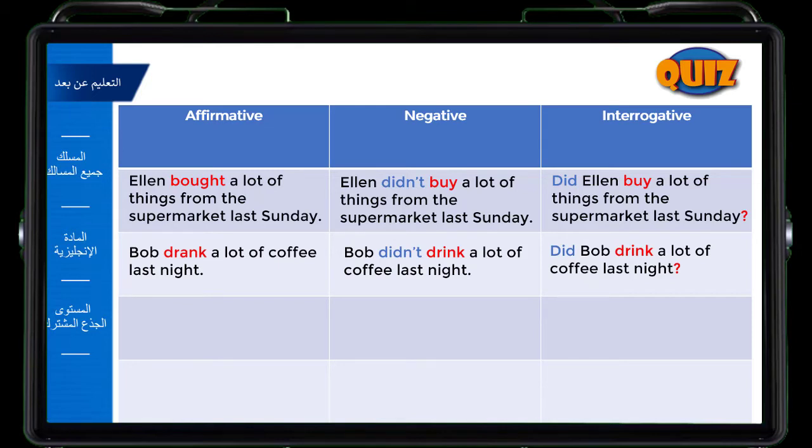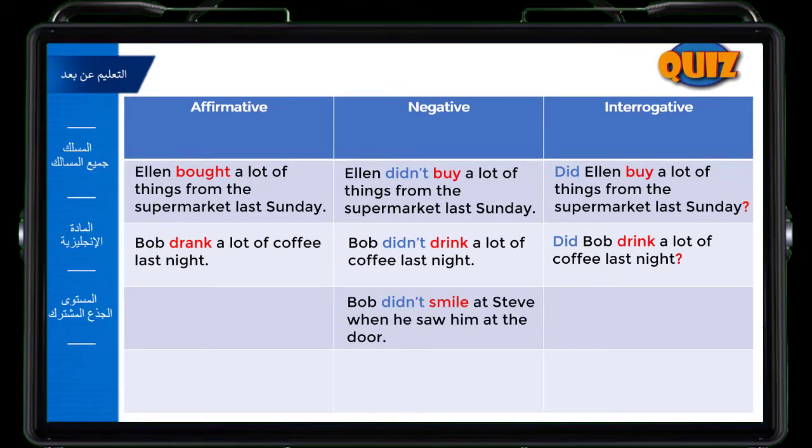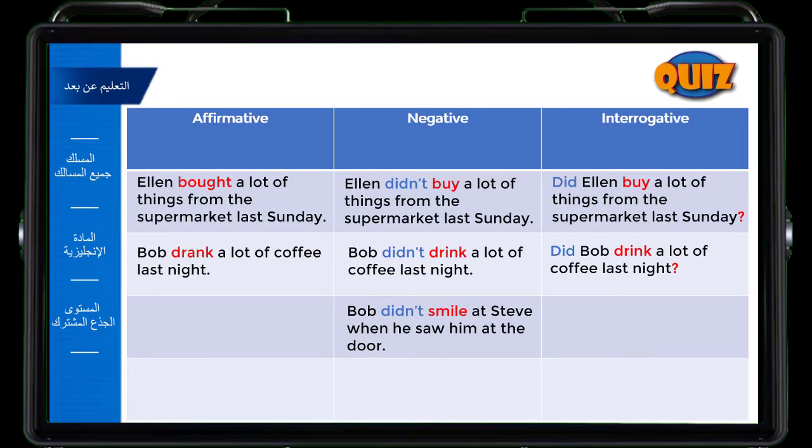Now let's move to the third row. Now we have the sentence in the negative form. Bob didn't smile at Steve when he saw him at the door. Now, what's the affirmative form? Great! Bob smiled at Steve when he saw him at the door.